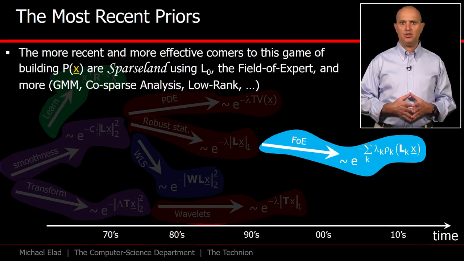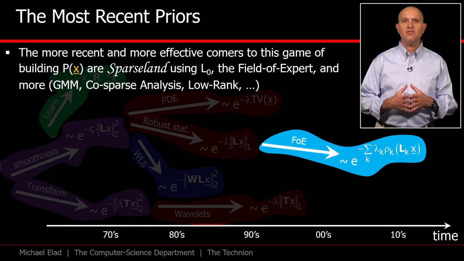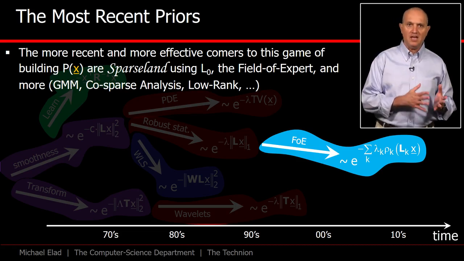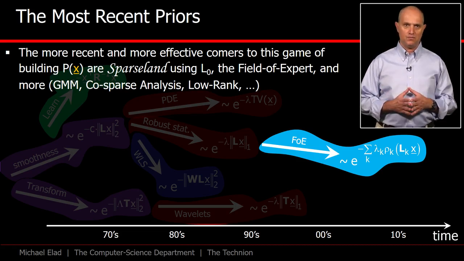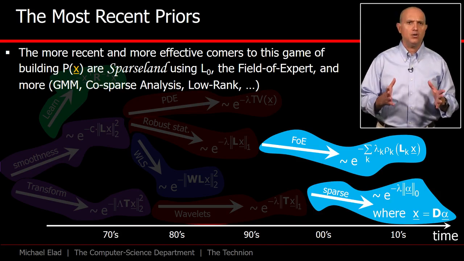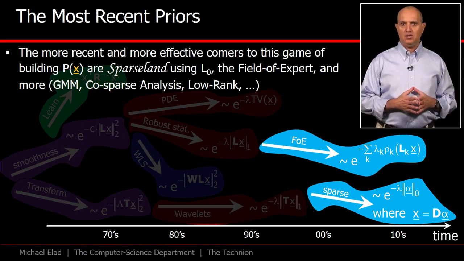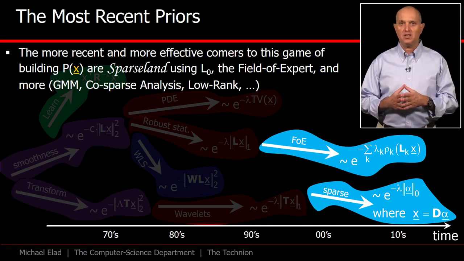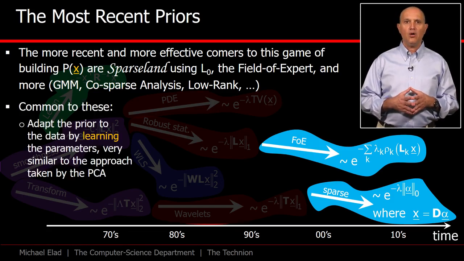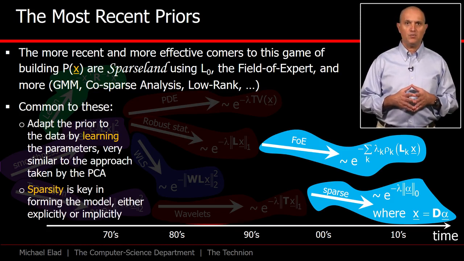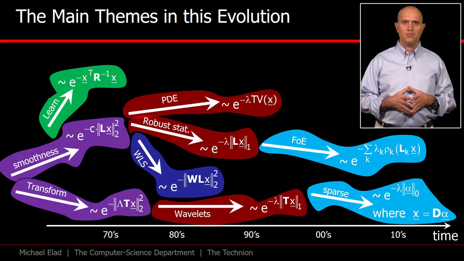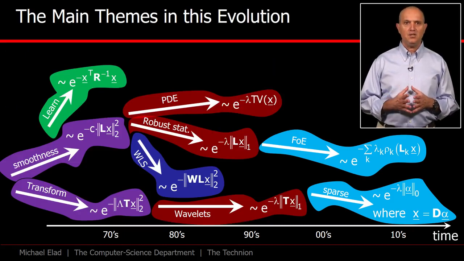The field of experts generalizes the robust statistics option by using several robust terms and learning the filters LK and the influence functions rhos. Sparse modeling in a much wider context became central, accompanied by learned dictionaries. There are other options, such as Gaussian mixture models, low rank assumption, and more. Common to all of them is the fact that they are adapted to the data by learning. Also, sparsity is key in each of them, even if not seen explicitly. I have just given you a glimpse into the evolution of image priors over a period of 4 decades.